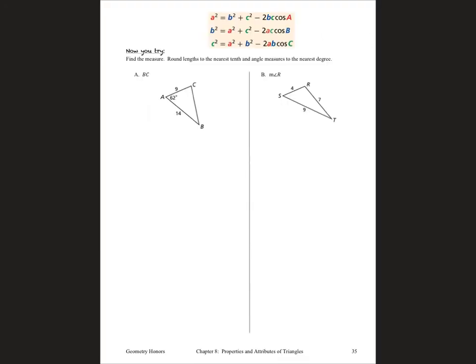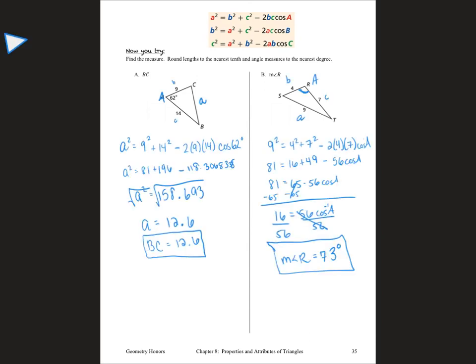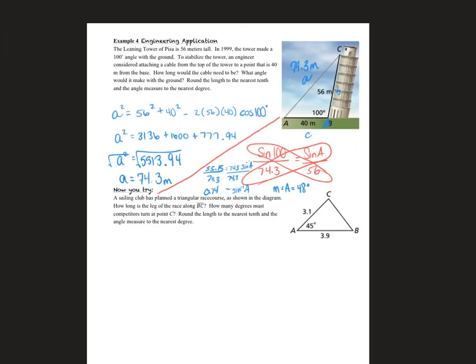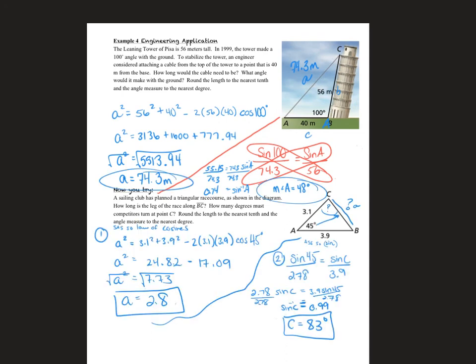Try the "Now You Try," hit play when you're ready to see the answers. BC is 12.6 and the measure of angle R is 73 degrees. For the first word problem, I chose to use law of cosines. And for the second one, since I already had two sides and an angle, ASS, I used law of sines. For the "Now You Try," I got 2.8 for the length of CB. And I got 83 degrees for the measure of angle C.